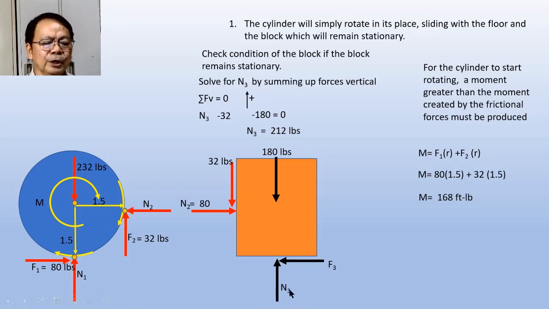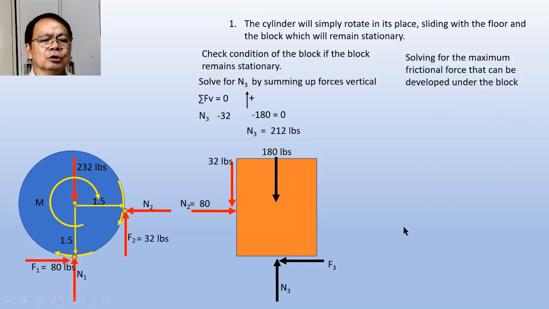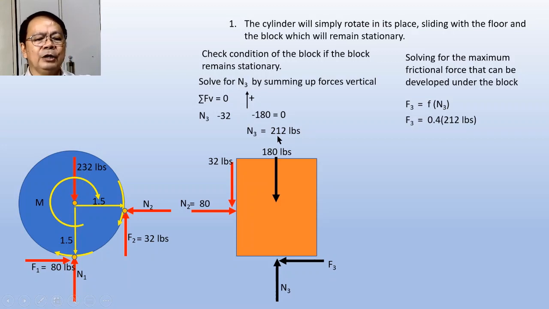Ito yun, yung 212. Now, we can compute for F sub 3 dito, di ba? Compute natin yung F sub 3. So, solving for the maximum frictional force that can be developed under the block, yung pinakamalaki na frictional force before this will be pushed to the right. And that, we know that F sub 3 is equal to f multiplied by N sub 3. If we substitute the value of N sub 3, which is equal to 212, therefore our value of F will be equal to 84.